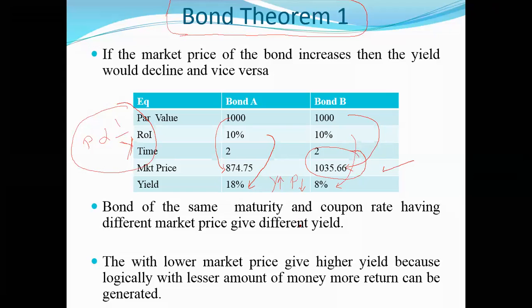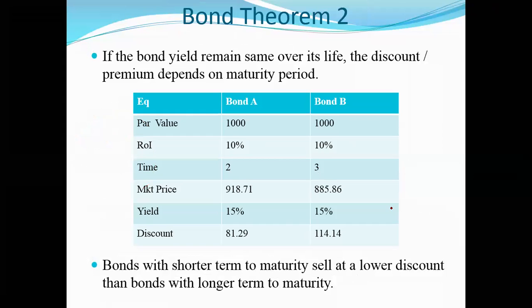We'll proceed with the next theorem. Theorem 2 talks about another important concept. Theorem 2 talks about the yield on the bond with respect to time. So here, theorem 2 talks about yield, and it also talks about time.